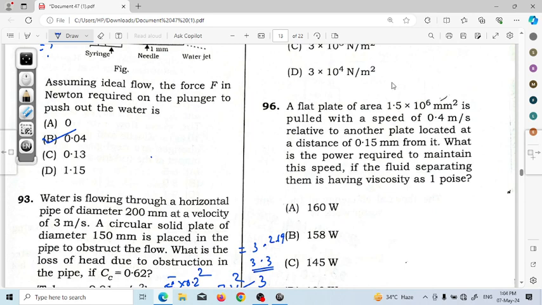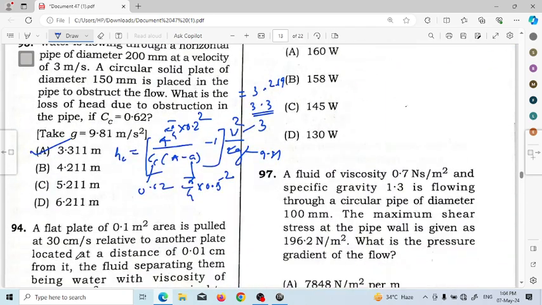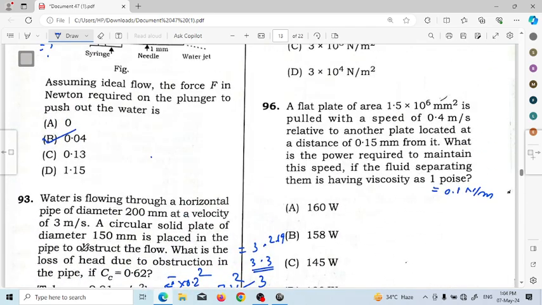Next, a flat plate of area 1.5 into 10 to the 6 mm square is pulled with a speed of 0.4 meters per second to another plate located at distance 0.15 mm from it. What is the power required to maintain the speed if the fluid separating them is having viscosity 1 poise? 1 poise is equal to 0.1 Newton second per meter square.